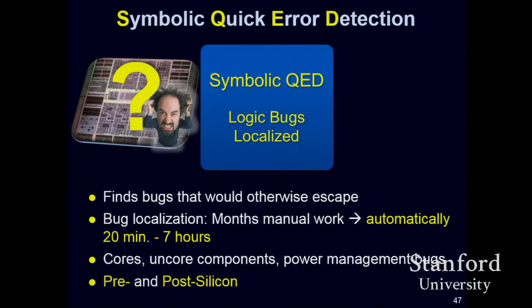Okay, so the technique we came up with, Symbolic Quick Error Detection, has the following properties. It is a more exhaustive technique, so it's going to find bugs that even your tests would miss. It does so automatically, using an automatic formal engine, and it works for cores as well as uncore and other components. And because this is a formal technique, meaning that it runs on a model of the processor, not on the hardware, you can use it both pre and post.